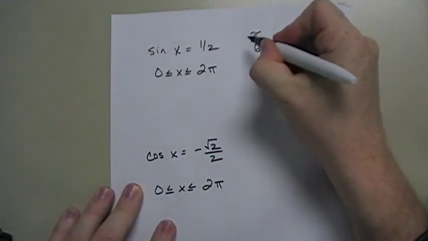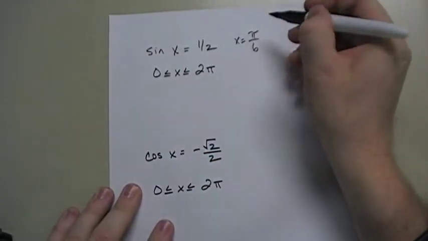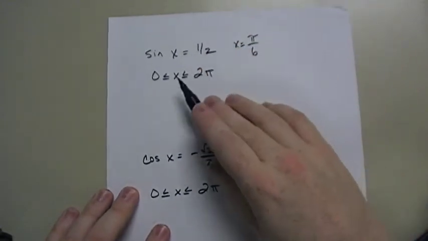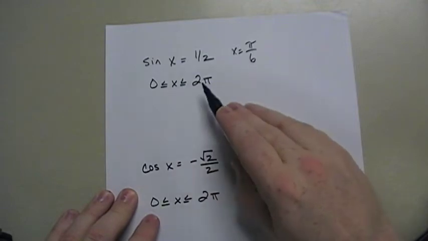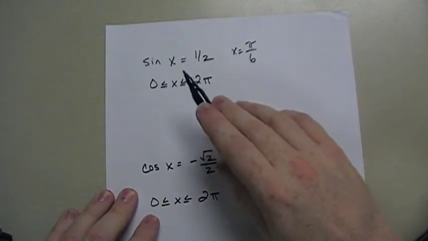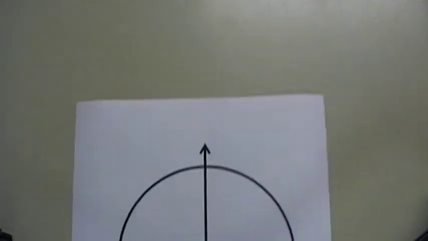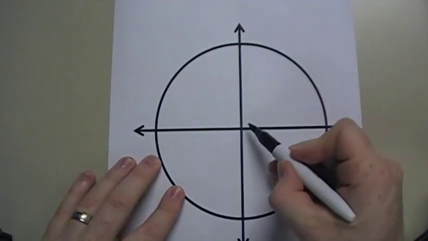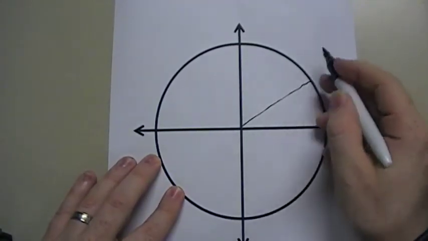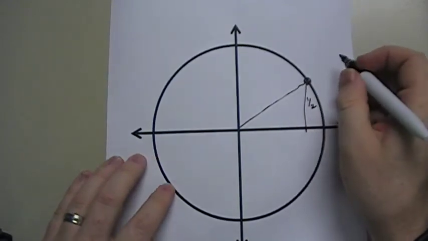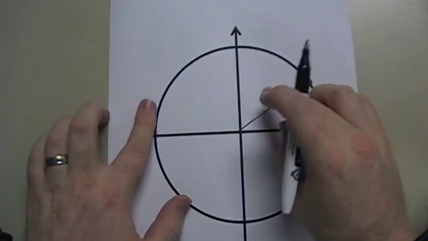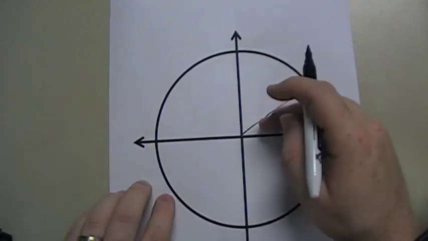Okay, so you'd say, oh, well, x is equal to pi over 6. That's right. The problem is, I've given you a domain. I've said it's all the angles between 0 and 2 pi that fulfill this. And remembering what we know about the unit circle, the pi over 6 triangle is right over here. We get a height of 1/2, but that's not the only place that happens. That triangle occurs in each of the 4 quadrants.